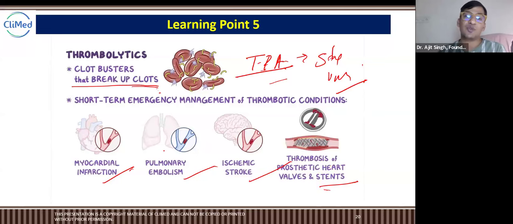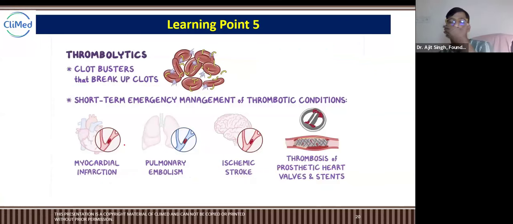Now tell me one thing, guys, if we have the TPAs, why didn't we use TPA in this patient? And what are the criteria to use TPAs? Tell me. Can someone tell me why we did not use the TPAs here, and what are the criteria to use TPAs? Yes, anyone? Anyone? Time frame, exactly.